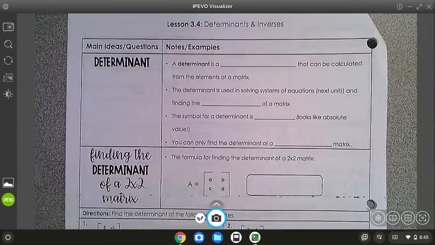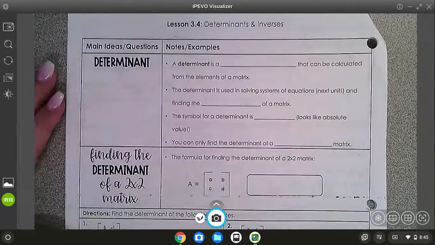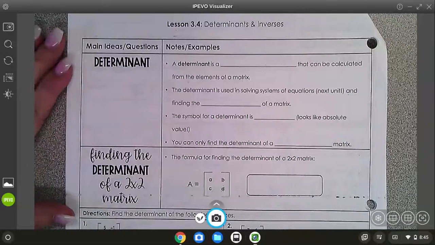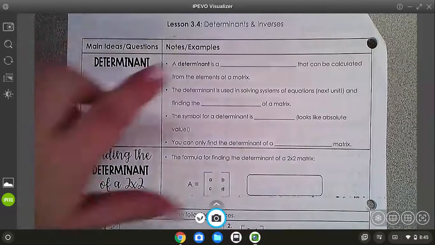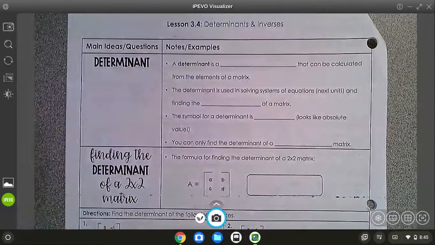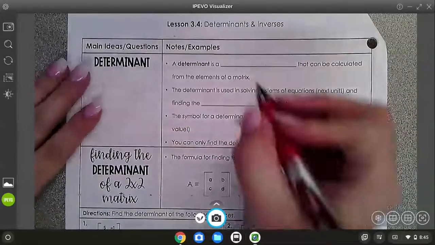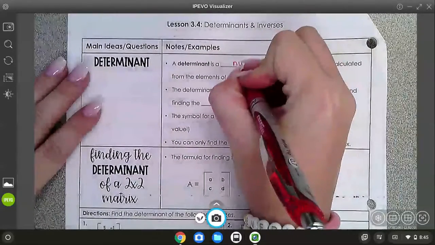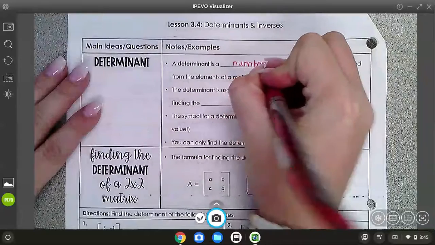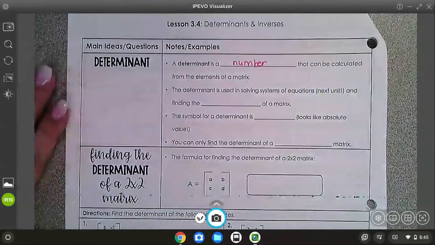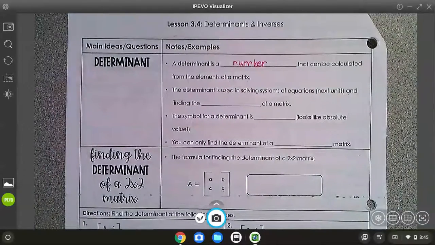All right, so 3.4 is over determinants and inverses. I'll tell you right now, I'm going to use the word discriminant because I get them mixed up all the time. Discriminant is something that we'll do in Unit 5. Determinant is something to do with matrices. So a determinant is a number that can be calculated from the elements of a matrix.